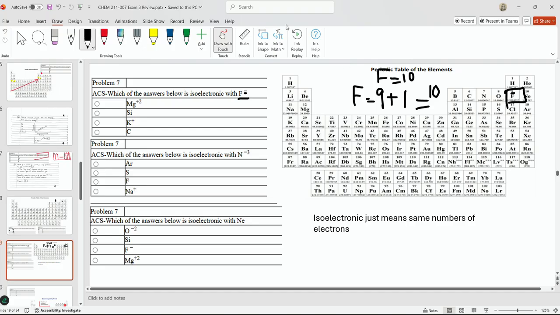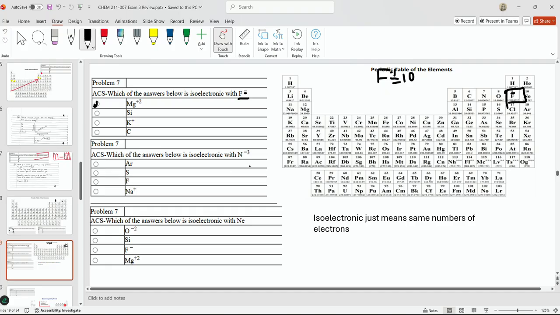But the question is asking which one has the same number of electrons. F minus 1 has 10 electrons, so we just have to figure out which other species has the same number of electrons as F minus 1. Is it Mg plus 2? Yeah, because this is 12, and plus 2 means minus 2, so 10. Pretty simple stuff.